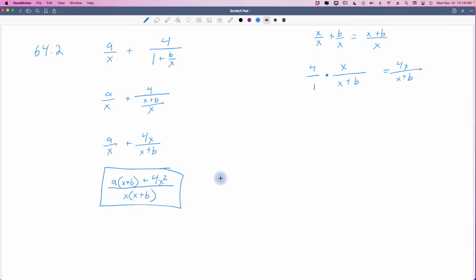Now, if you want to, you can take it out further and say ax plus ab plus 4x squared, and put that over x squared plus bx. It's the same thing. Why take the extra step? If this is correct, it's entirely up to you. But leave it like this, it'll be marked right. And you don't have to try to do extra distribution when it's not necessary. All right, so that is all we had for the first part of lesson 64.